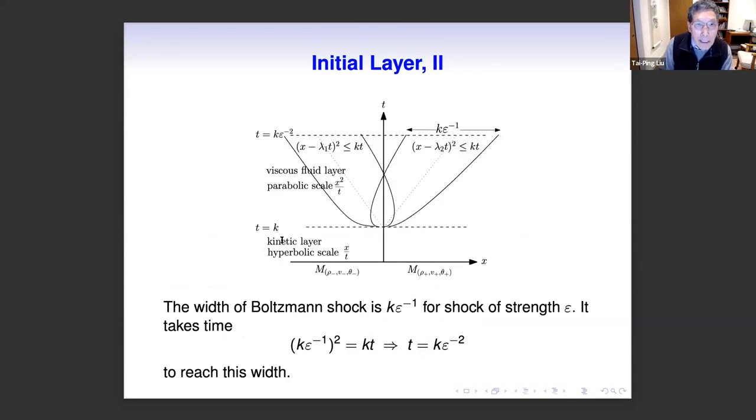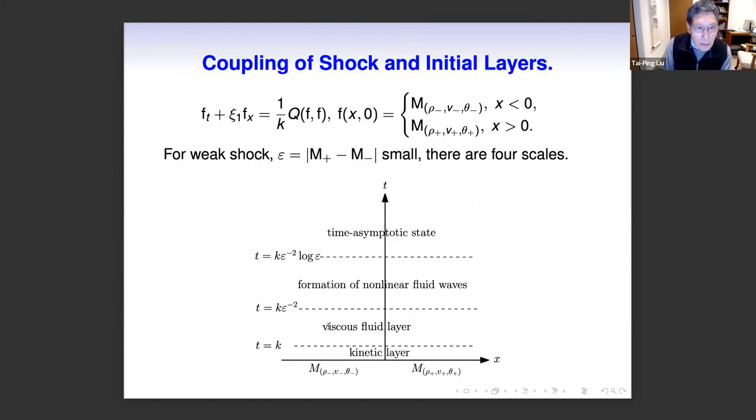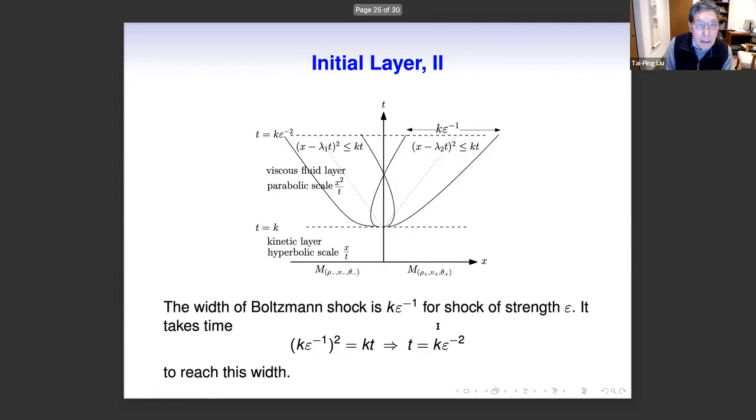Now let's look at initial layer, the second one. So we look at this one now. Viscous fluid layer. So viscous fluid layer now is the parabolic scale x squared over t. And this is because there's a fluid part in the Green function. And so it's a wave gradually expanding parabolically.